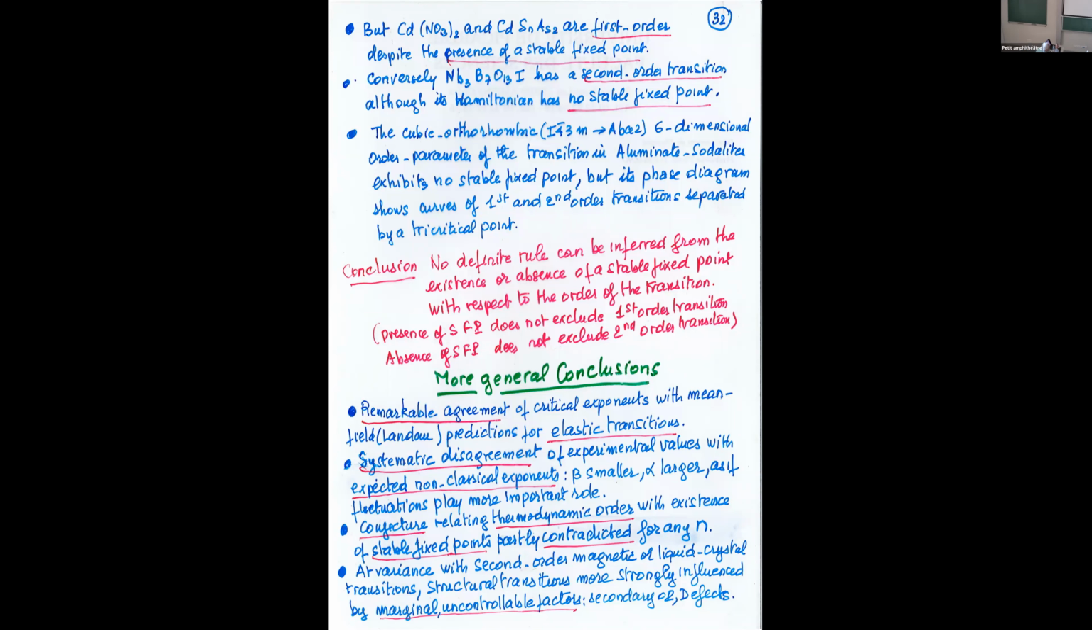the beginning. And so there is also another interesting case. It's the cubic-orthorhombic, six-dimensional order parameter in the sodalite, aluminate sodalites, a family of compounds. It exhibits no stable fixed point. It's a six-dimensional order parameter. I think we calculated with one of my students, but its phase diagrams show very interesting curves where you have the two regimes separated by a tricritical point.